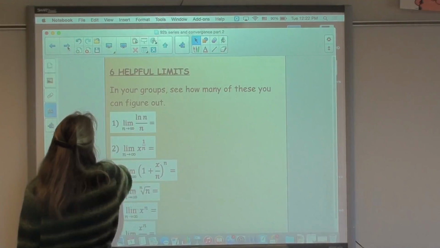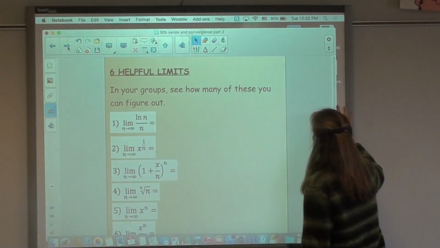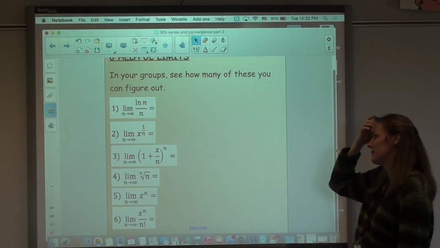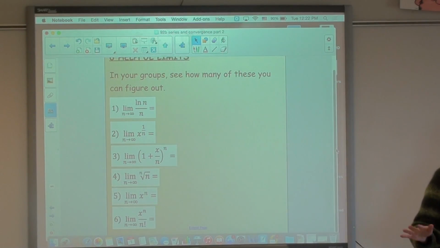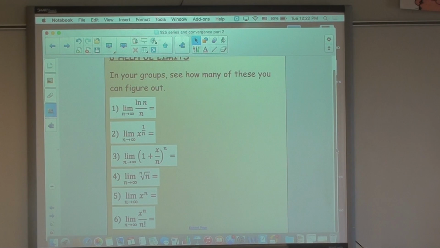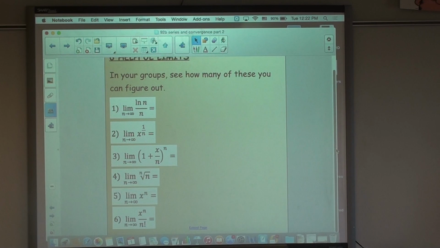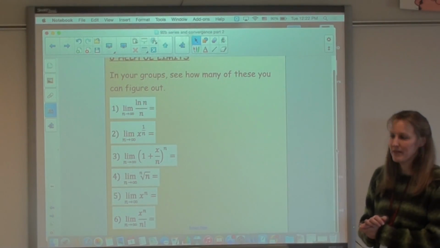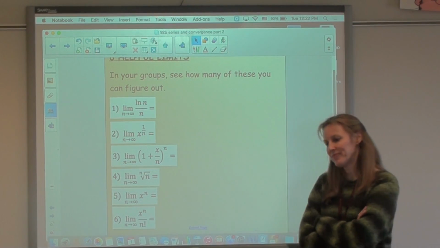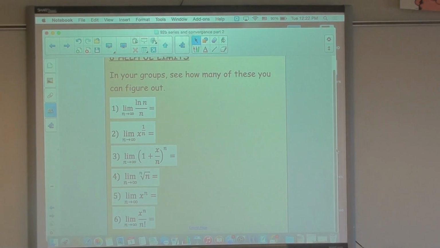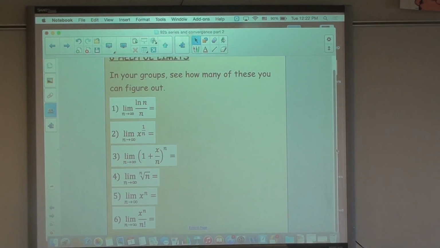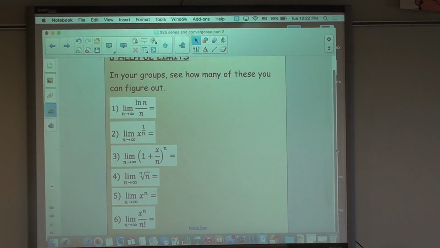All right, we're going to backtrack a little bit. We're going to have some fun with limits. I want you in your groups to take about 3 or 4 minutes and see if you can figure out all 6 of these limits. Some of them you can do really fast. You can just look at them and figure it out. Some of them take a tiny bit longer to prove. You don't really have to prove them as long as you find them. Don't forget about that comparative growth rate method.